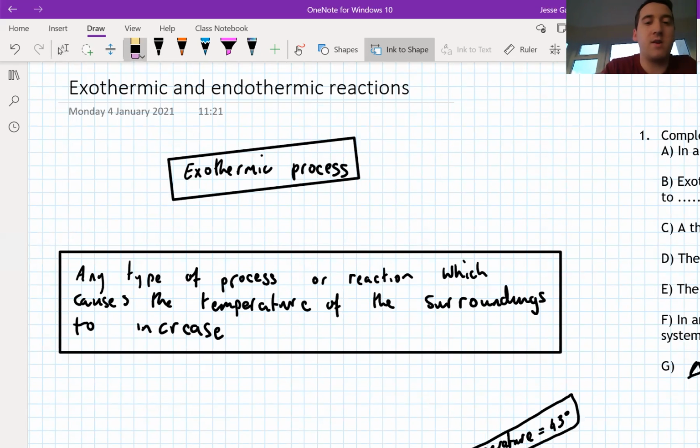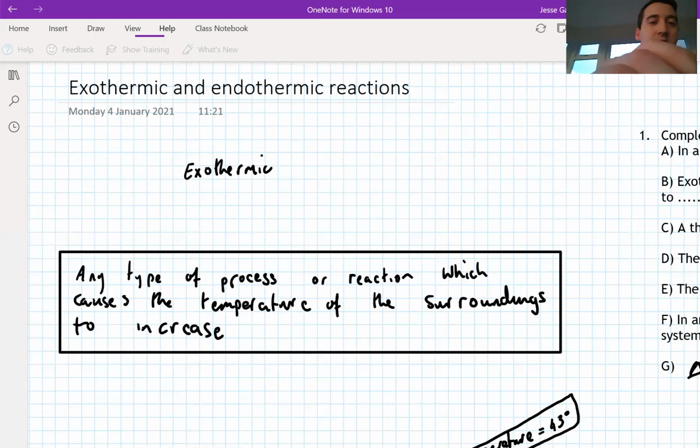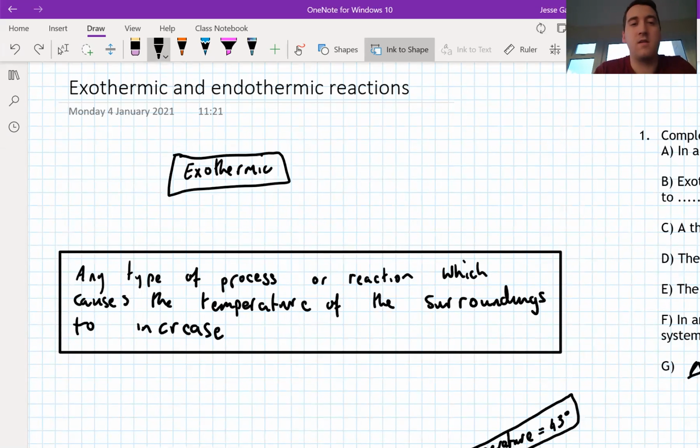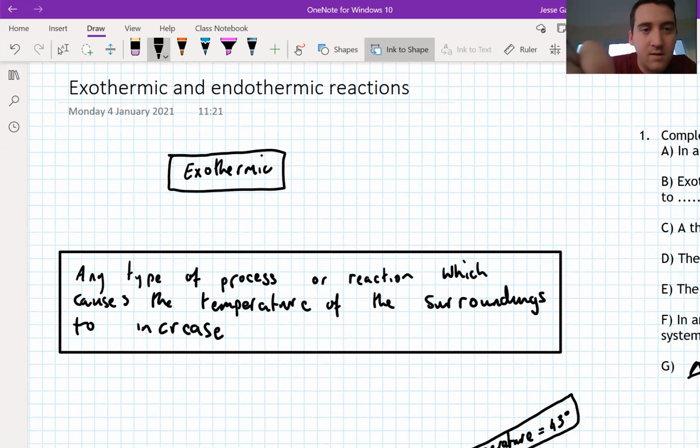So anyway, I'm going to get rid of the word process. Sorry, and I'm just going to highlight exothermic because that's the word I want us to focus on. Exothermic. So we say that this process is exothermic. Sorry about that, I don't know why that's not going into a nice rectangle for me.